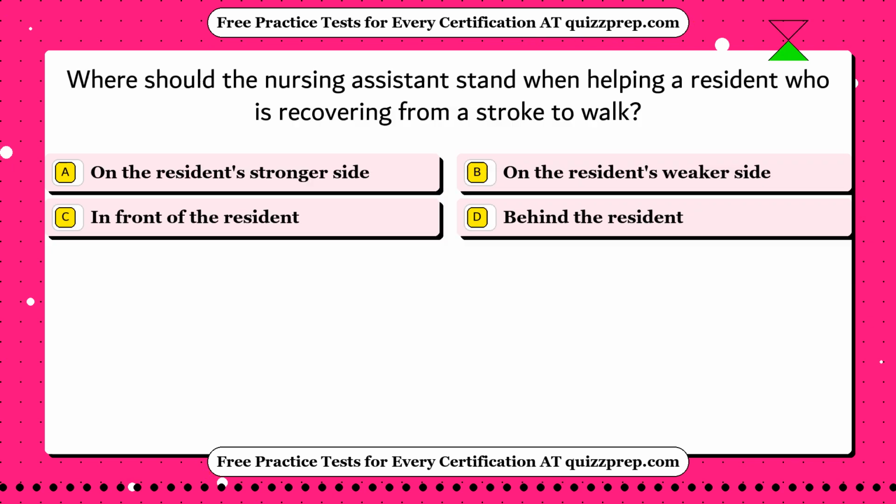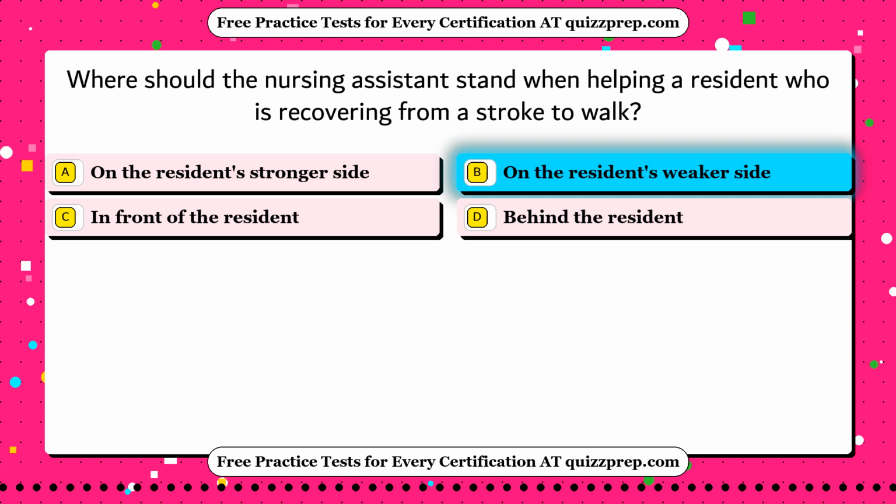Question 64. Where should the nursing assistant stand when helping a resident who is recovering from a stroke to walk? Option A. On the resident's stronger side. Option B. On the resident's weaker side. Option C. In front of the resident. Option D. Behind the resident.